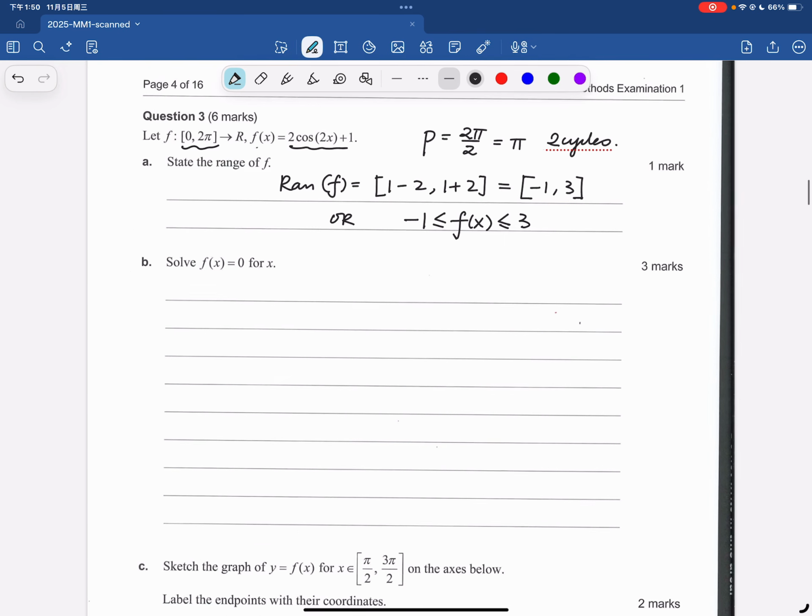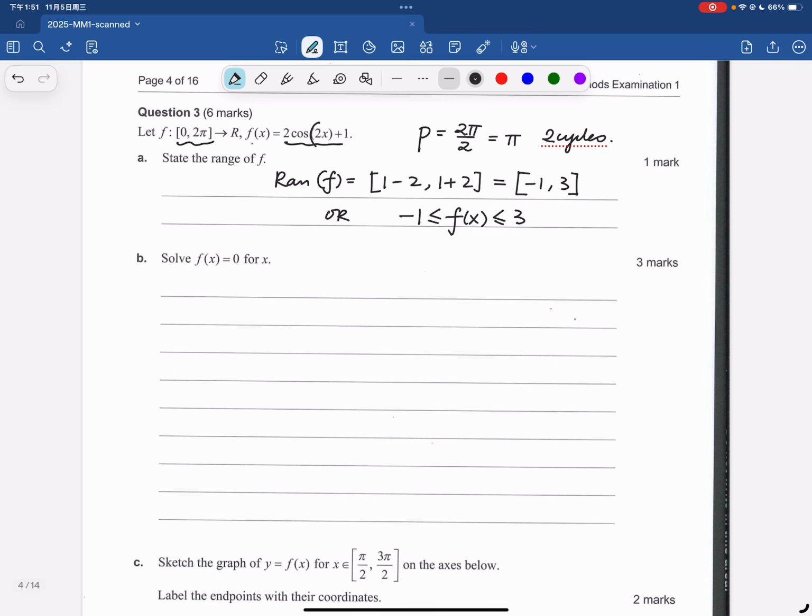The next thing is solve f of x equals 0 for x. Notice the angle is the double angle, not a single angle. So you need to work out the working domain. For example, x between 0 and 2 pi, so 2x is between 0 and 4 pi. Therefore, you can equate the whole function to 0 and rearrange, like cosine of 2x equals minus half. Therefore, for 2x we select the angles within 0 to 4 pi. Negative half gives you 2 pi over 3, 4 pi over 3.